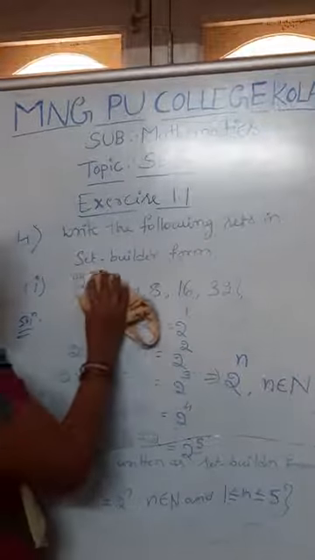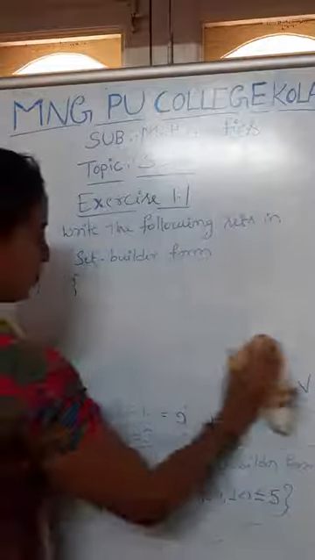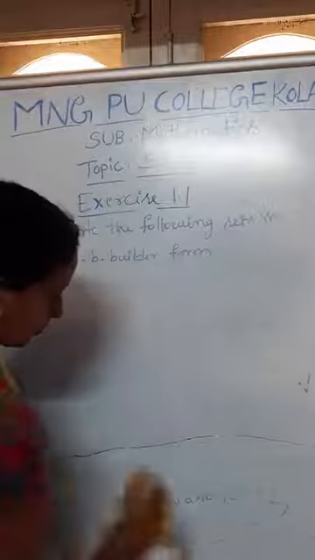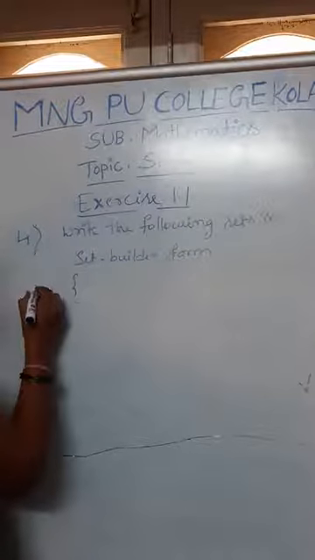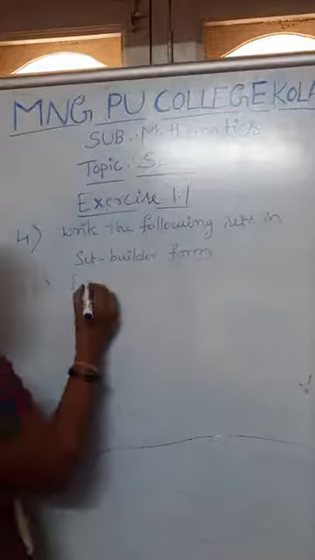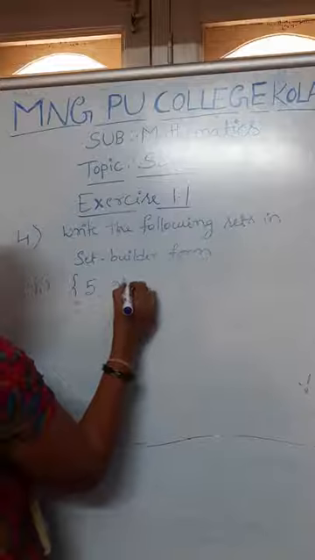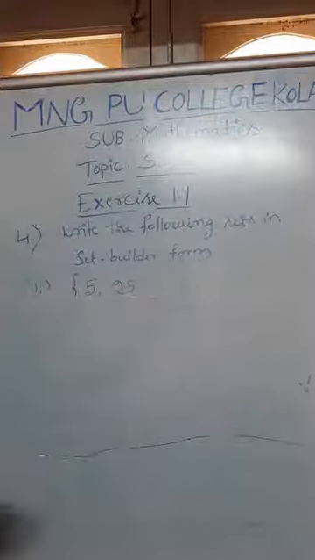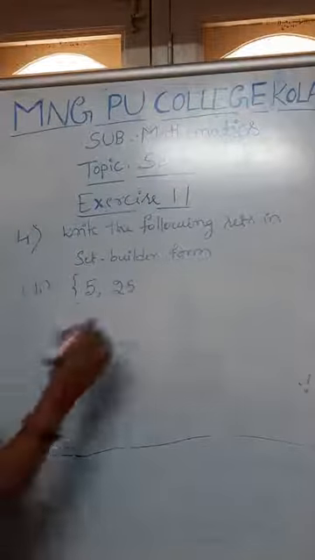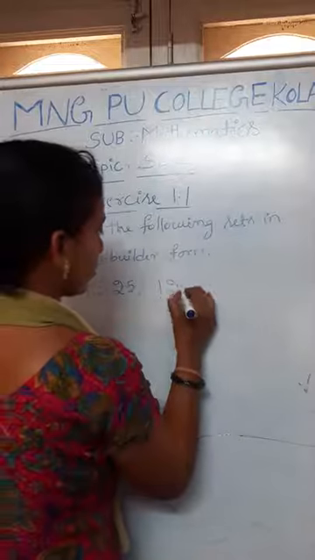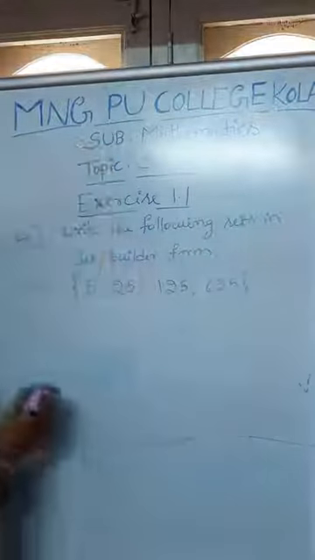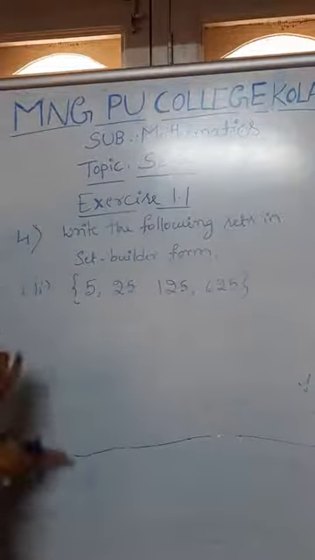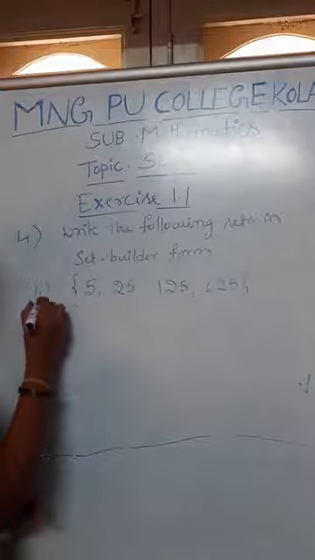Let's take another one, the third one: 5, 25, 125, 625. This is also similar to the previous problem, so do it in the same way.